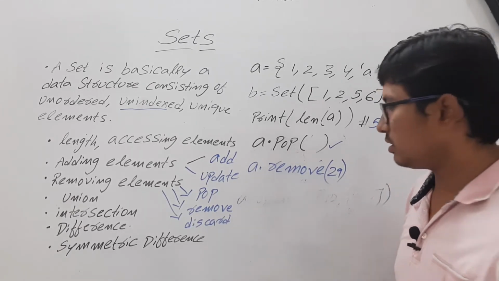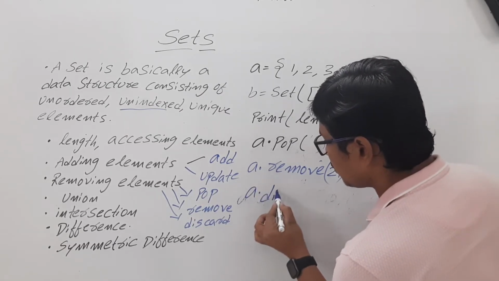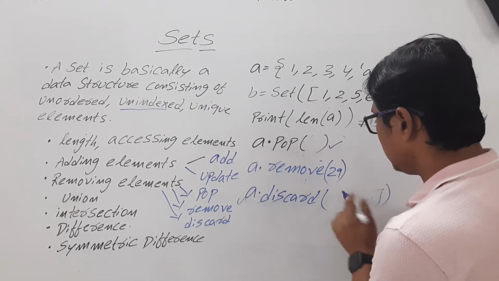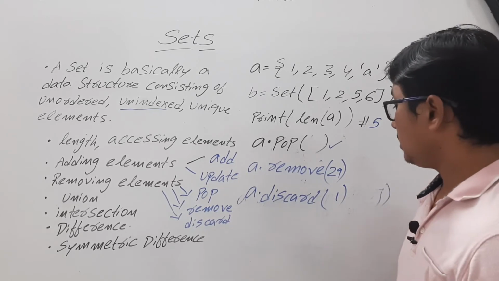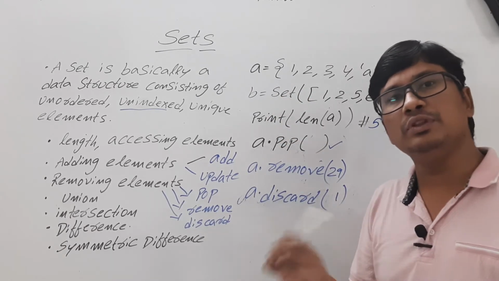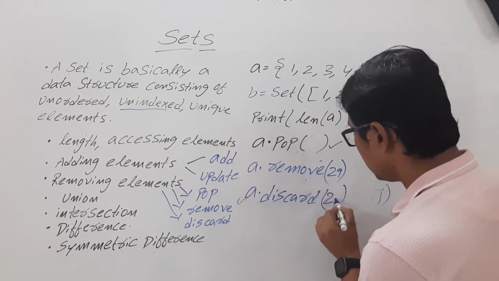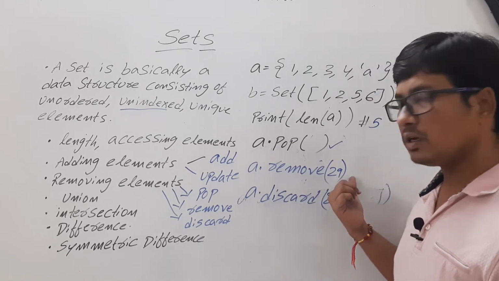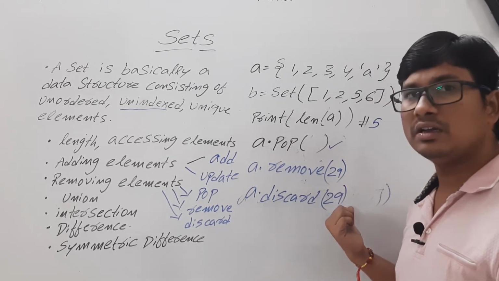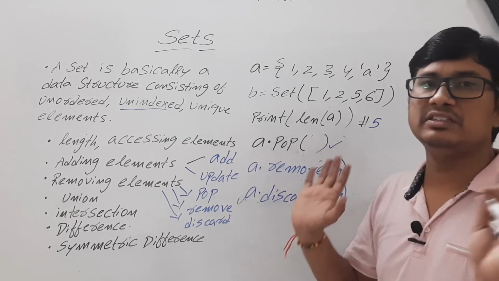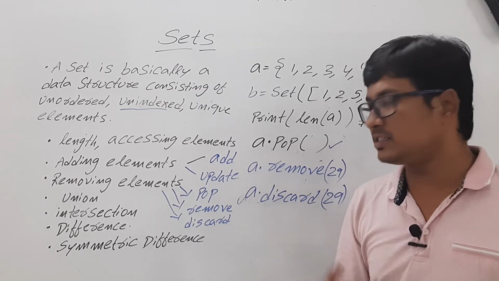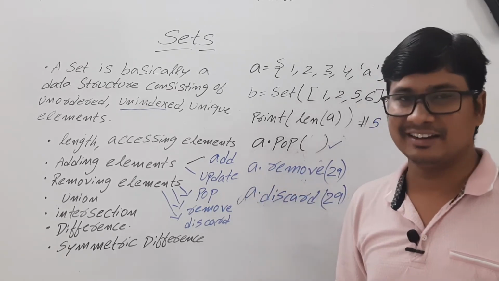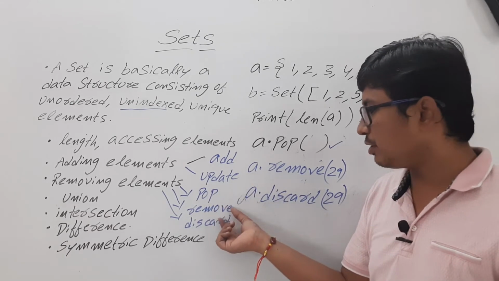If you use discard, discard works in the same way if the element is there in the set. Let me take value 1. The value 1 is there in the set, then it will remove it without any issue. But if you say an element 29 which is not there in the set and you want to remove it, when it comes to the remove function, it will throw an error. But with discard, if the element is not there in the set, it will not throw an error. Here it will throw an error, here it will not throw an error. I hope you have understood pop, remove and discard.